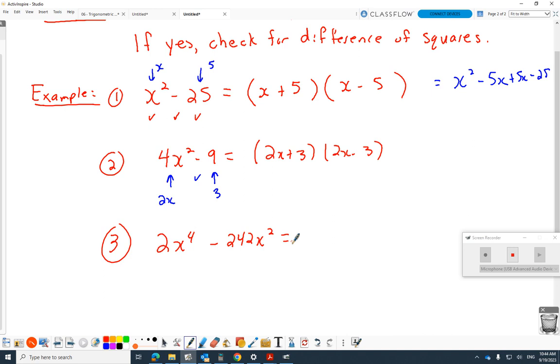You're like, what am I supposed to do here? You send me a text going, it's not difference of squares. You said the two term ones would be difference of squares.